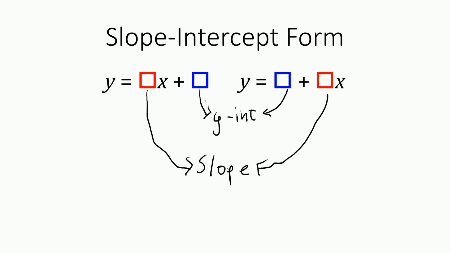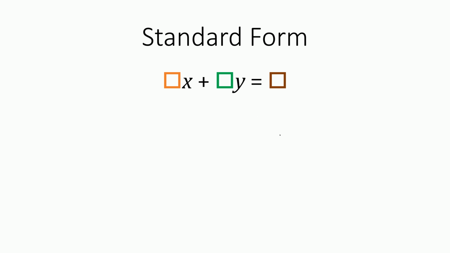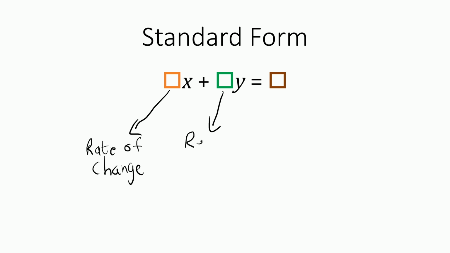The other form that we have is called standard form. And standard form obviously looks different. X and y are both on the same side, and there's 3 spots for numbers. There's this one, which is a rate of change, like slope, but we don't call it slope because if we converted this to slope-intercept form, which we could, like we would with rearranging formulas, the actual slope would be a combination of these 2 rates of change.